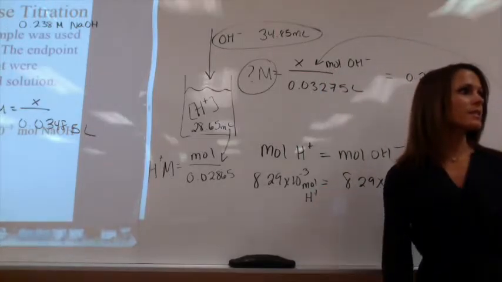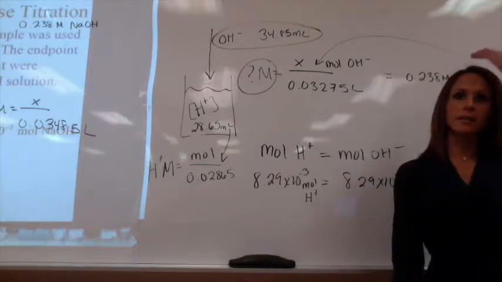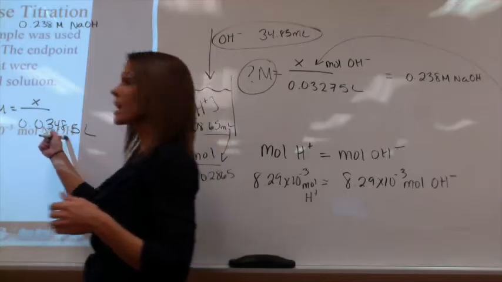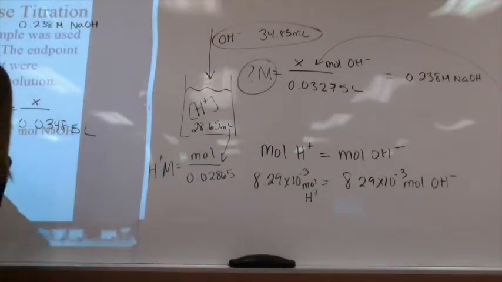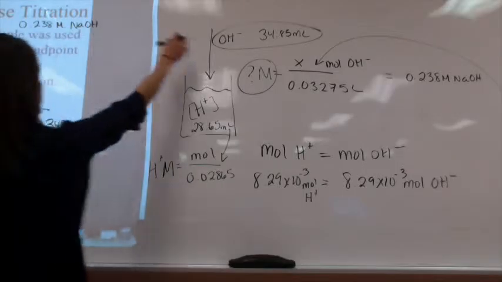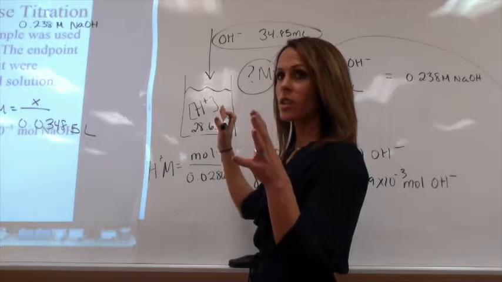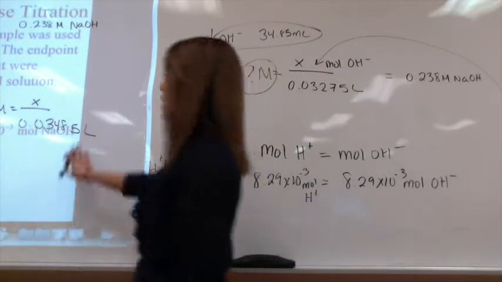Are you following this? Moles of acid equal moles of base. Yes. How did you get the liters for? It told me the end point. Is that what you're asking? Yeah. It told me the end point was reached. That means after you deliver 34.85 milliliters in here, the color changed. So the end point means moles of acid equal moles of base. So we calculated that from there.